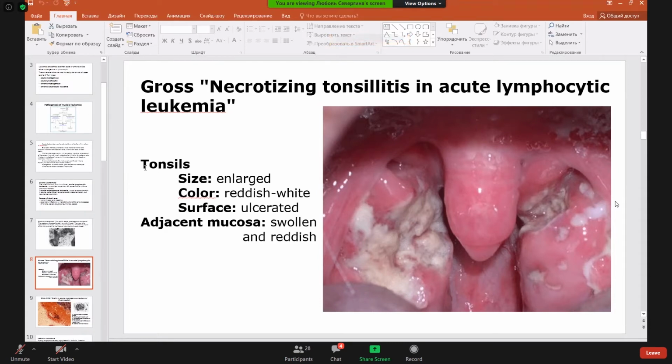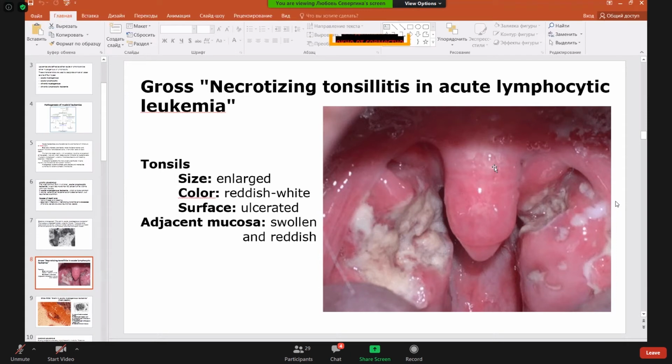So, appearance of the tonsils. You can see 2 tonsils in the throat. Size of tonsils, of both tonsils, is enlarged, of course. Color is reddish white, so the inflamed tissue is reddish in color, and the inflamed and necrotized areas are whitish. Surface of these tonsils is ulcerated, surface is rough, and adjacent mucosa is swollen and reddish too because of prominent inflammation.